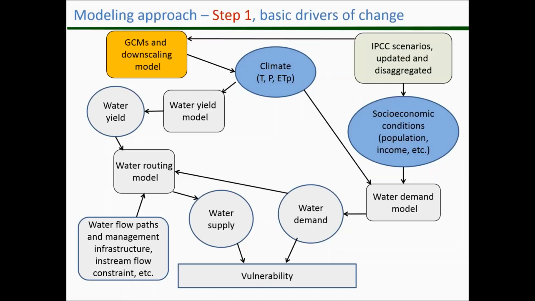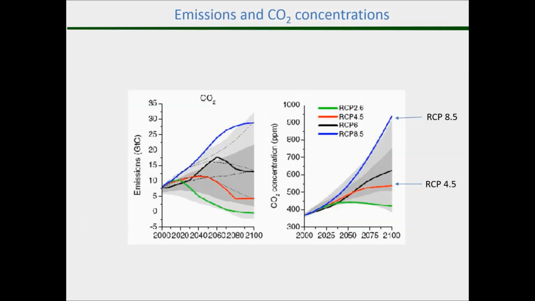So there are 5 basic steps under goal 1. And the first basic step is to obtain projections of drivers of water supply and demand. And these basically are the climatic drivers and socioeconomic drivers. The climatic drivers are for 2 RCPs, the RCP forcing levels 4.5 and 8.5. And you can see a picture here of the emission levels and CO2 concentrations for those RCPs over the century.